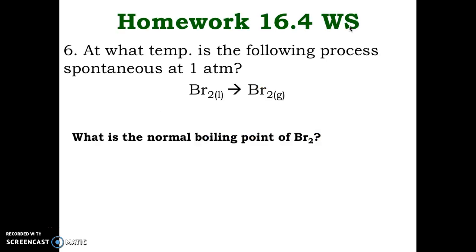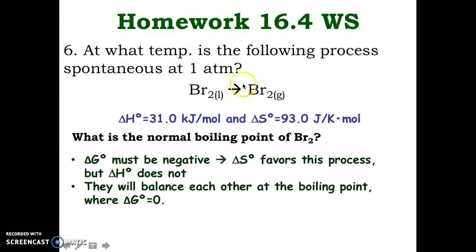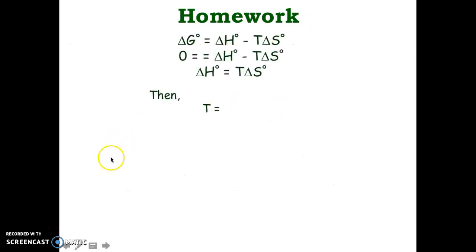So let's do a homework problem, 16.4. What this question is asking is, what is the normal boiling point of Br2? So at what temperature does this reaction occur? What I'm given is delta H and delta S. So I'm going to use my equation, delta G equals delta H minus T delta S. But first I'm going to figure out what temperature is equilibrium here. So I say delta G is 0.